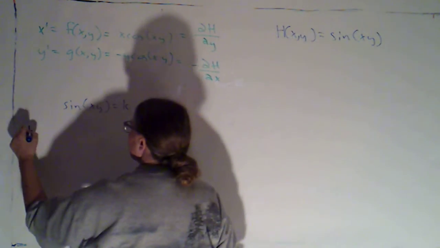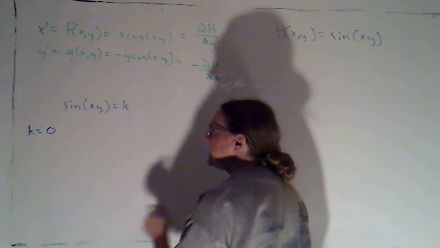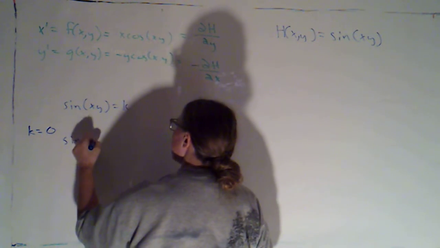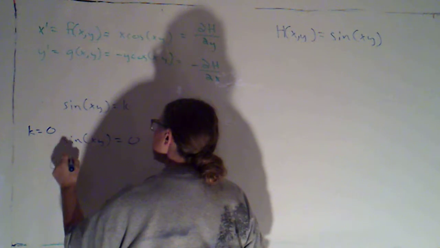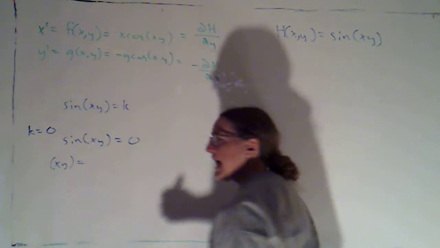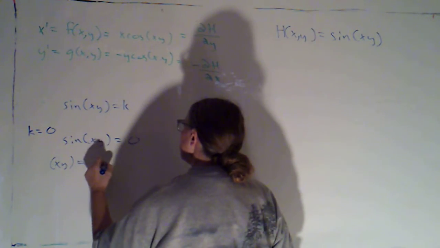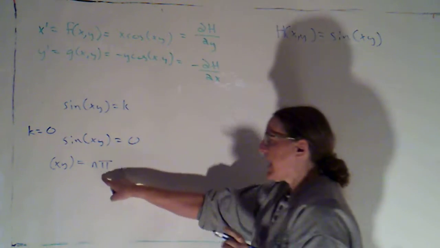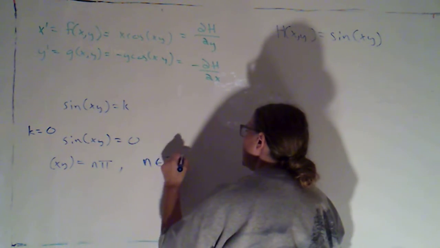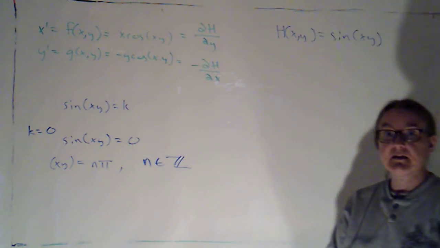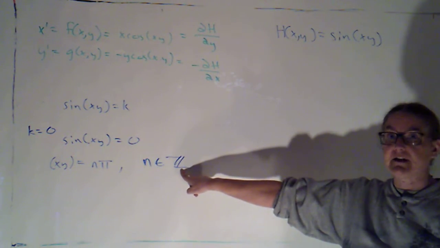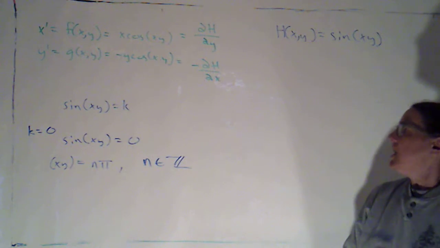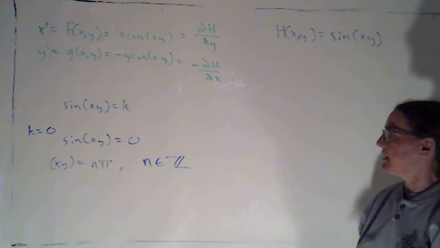Let's start with k equals 0. So if k is 0, then I know that sine of x times y has to equal 0. But that means xy would have to be some multiple of pi. So n times pi, where n is an integer. This just says n is an element of Z, the set of all integers. Okay. So let's take a look.